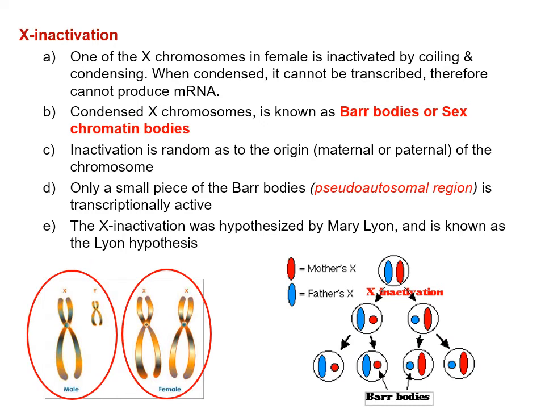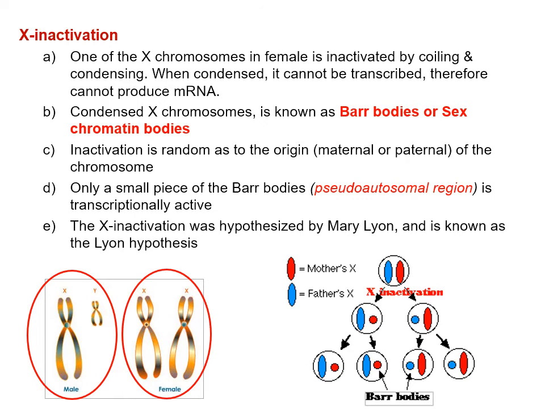X inactivation is a process in which one of the X chromosomes in female is inactivated by coiling and condensing. When condensed, it cannot be transcribed, therefore cannot produce messenger RNA. The condensed X chromosome is known as bar bodies or sex chromatin bodies. The inactivation occurs randomly. It could be the X chromosome from the paternal or the maternal.